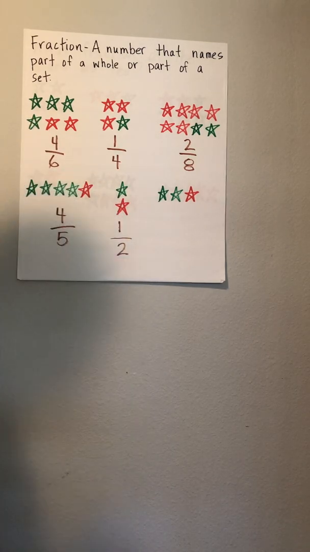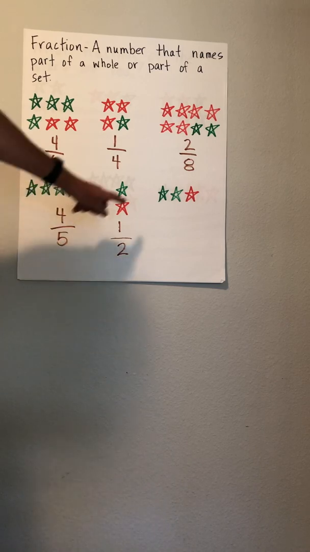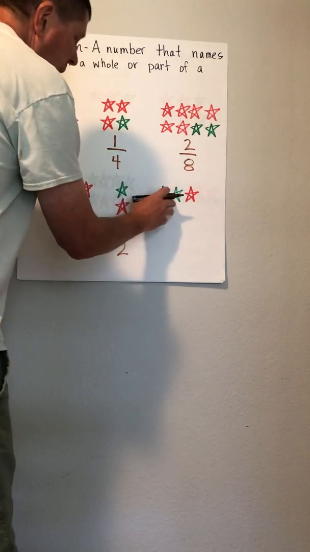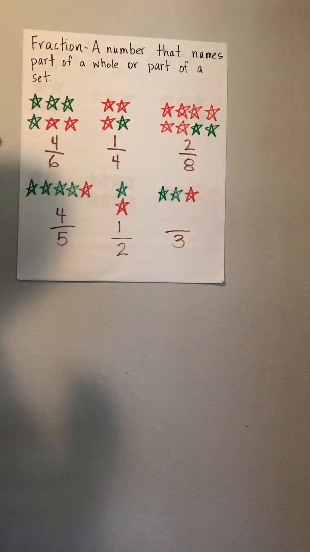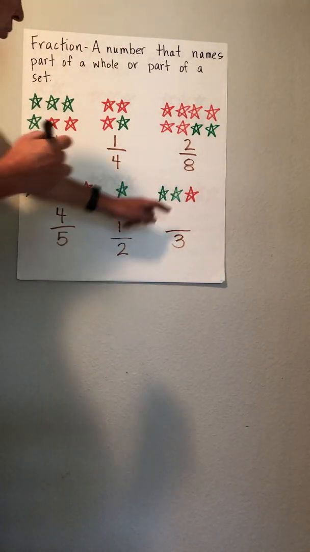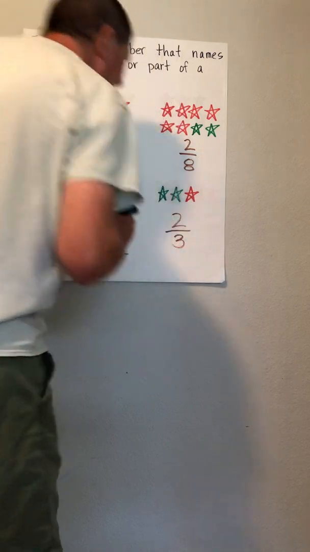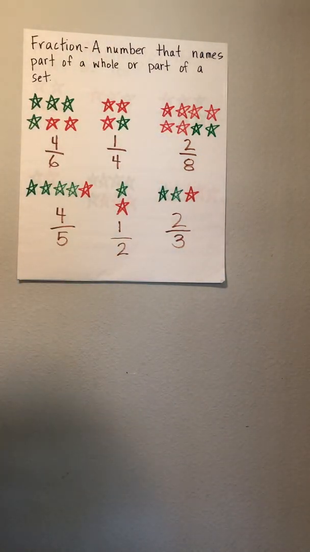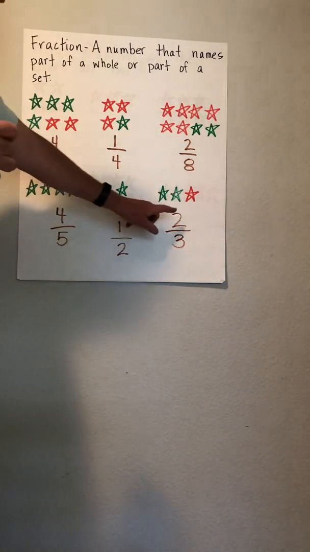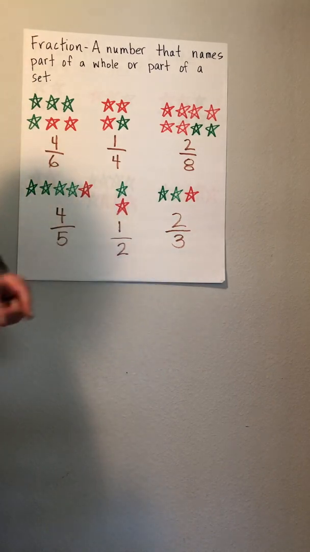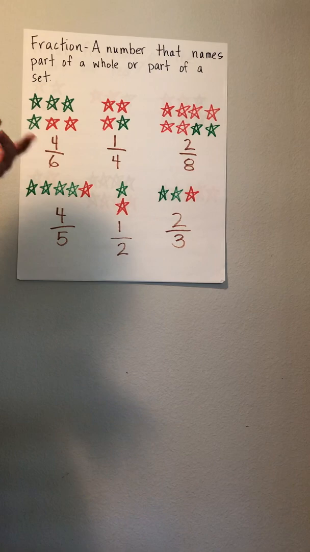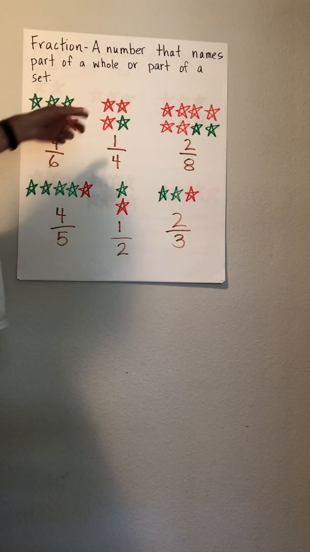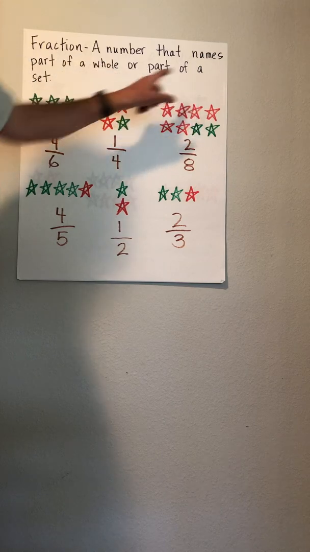And our final demonstration problem. How many stars? 1, 2, 3. How many of those stars are green? 1, 2. So, what fraction of the stars are green? 2/3. Okay, so that is how you write a fraction to name the part of a set.